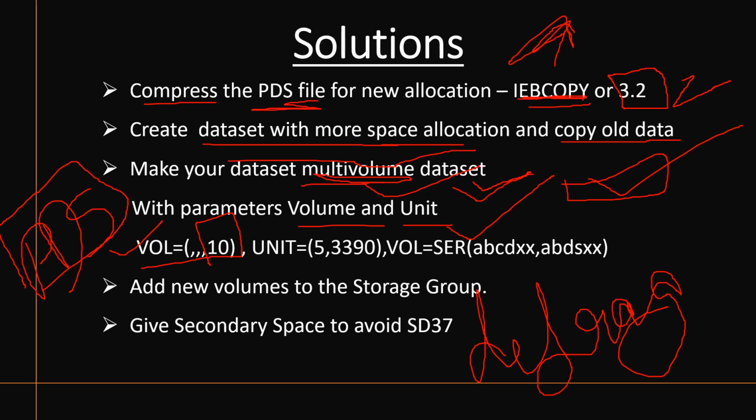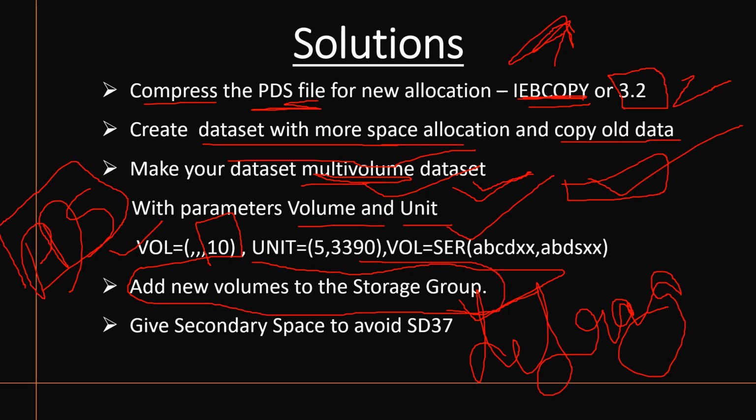If it is a PS file and you're getting SE37, you can make it a multi-volume data set. But if it's a PDS file and you want to increase the space, the only thing is to create a new file with more space in a bigger volume and copy the old data into it, or compress it if that works. And if there isn't space in the storage group, you can add new volumes to the storage group so that you get new space and can use that new volume for creating a new data set.